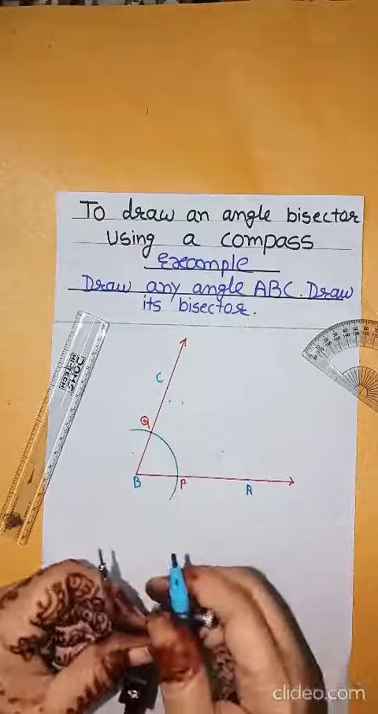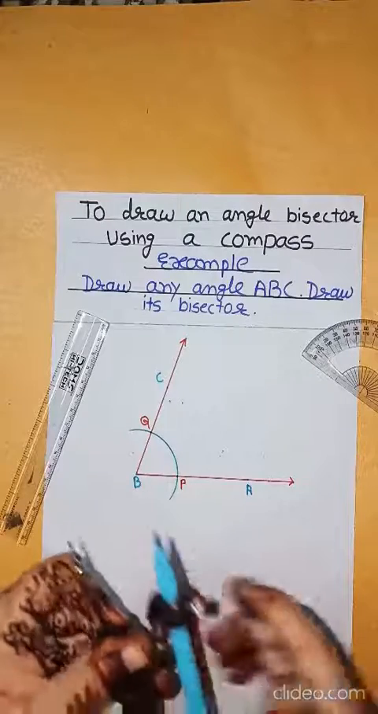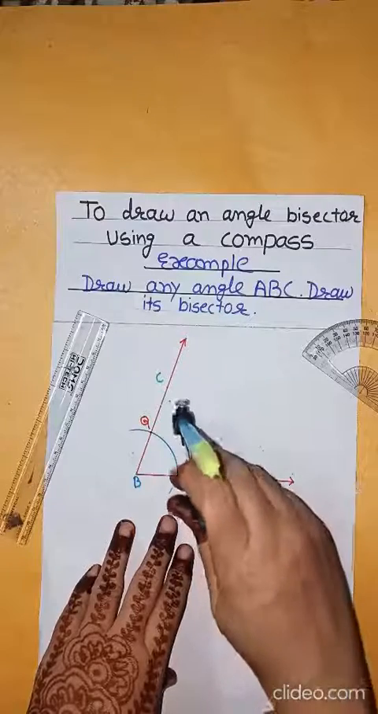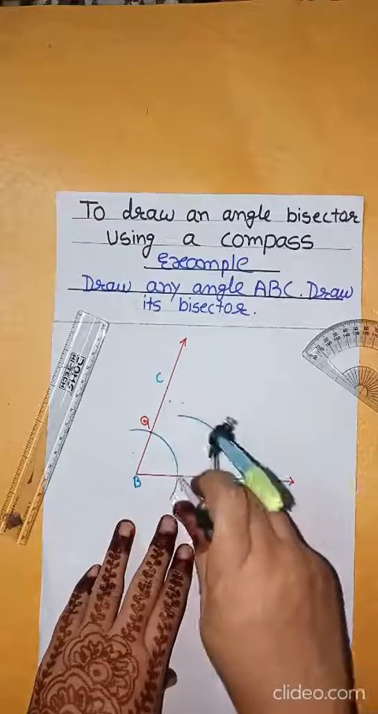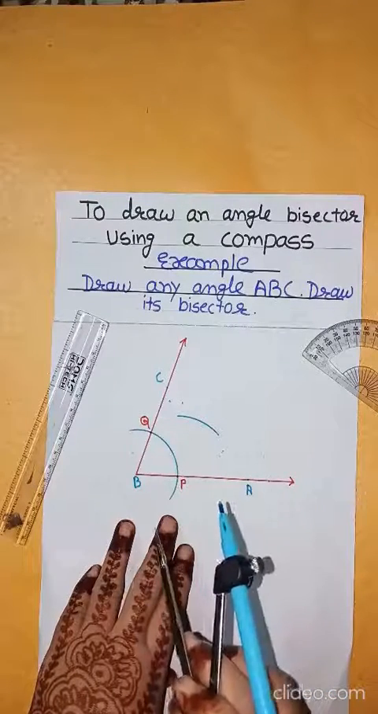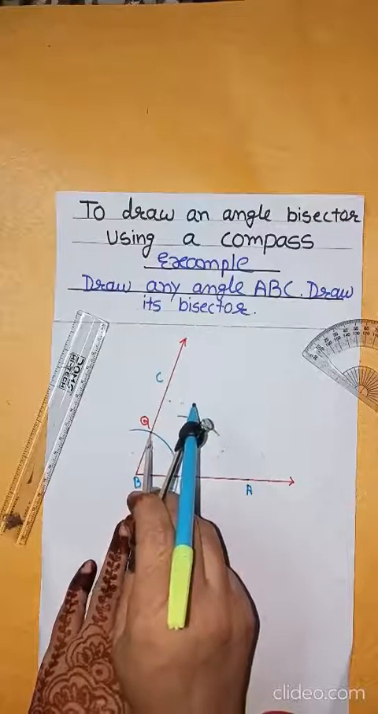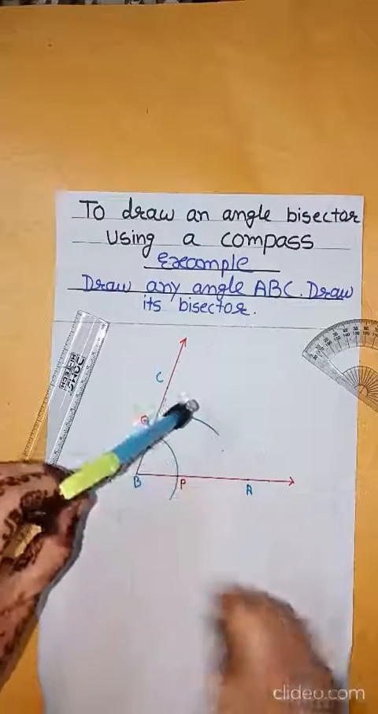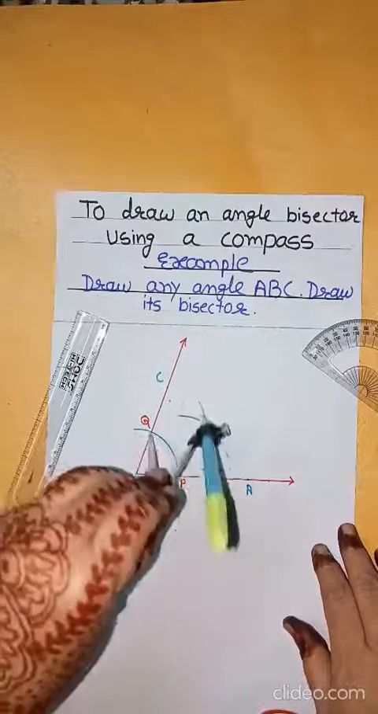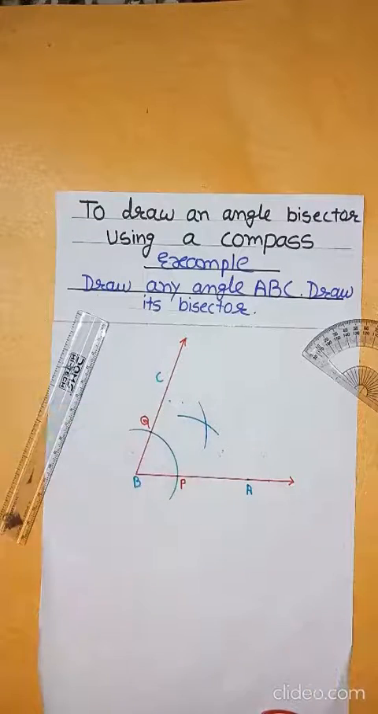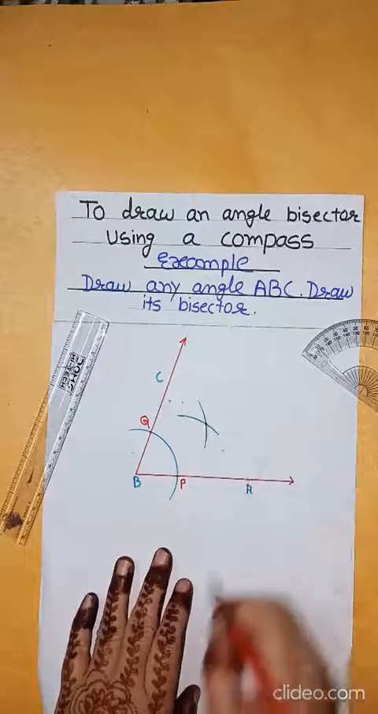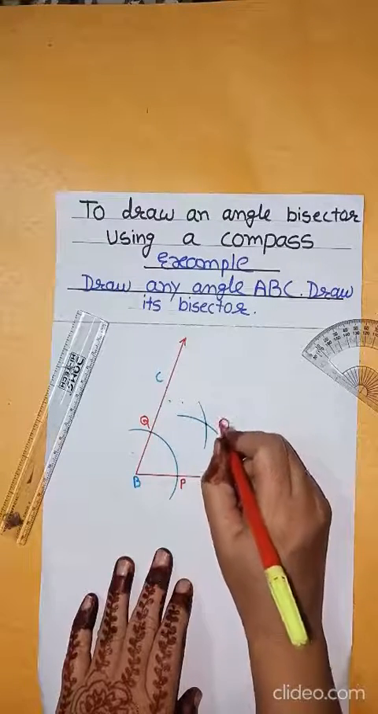Take sufficient distance again between the two arms of the compass, and first keep the steel point of the compass on point P and draw one arc in the interior of the angle, and without changing the distance between the two arms of the compass, keep the steel point on point Q and intersect the previous arc. Here we get the point of intersection. Name this point as point O.